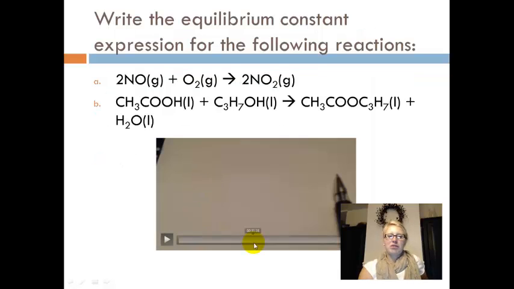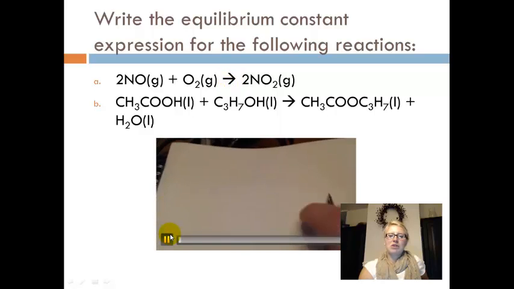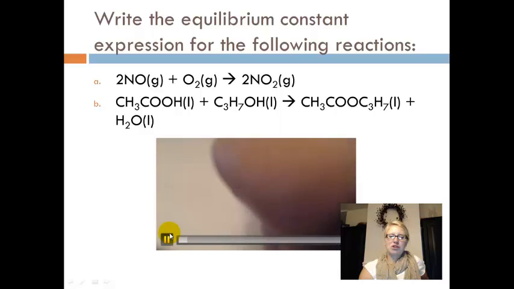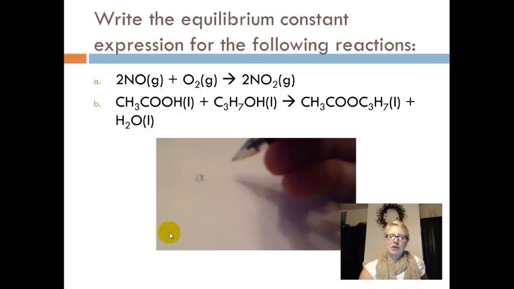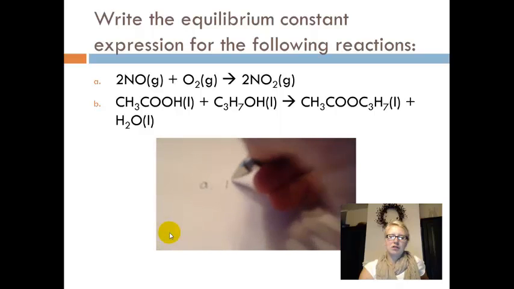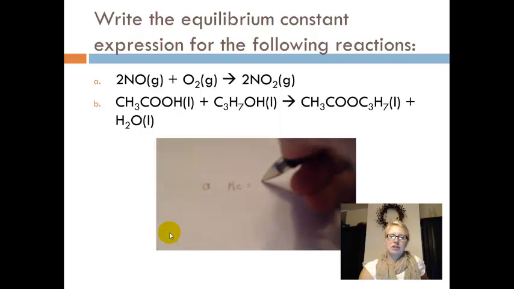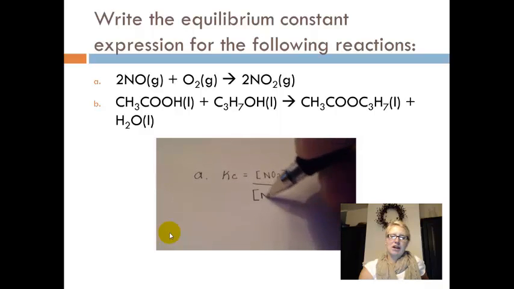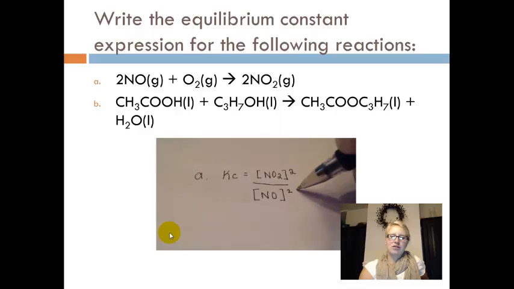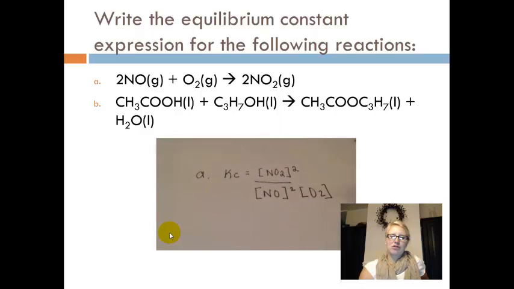So here's an example. Write the equilibrium constant expression for the following reactions. Problem A, 2NO plus O2 goes to 2NO2. So we can see that the product is NO2, so we write Kc equals the concentration of NO2, and the coefficient is 2, so squared, over the reactants, NO squared, because the coefficient is 2, times concentration of O2.